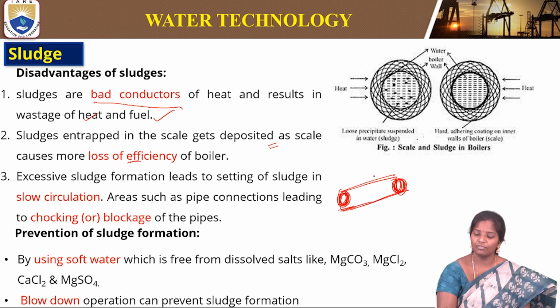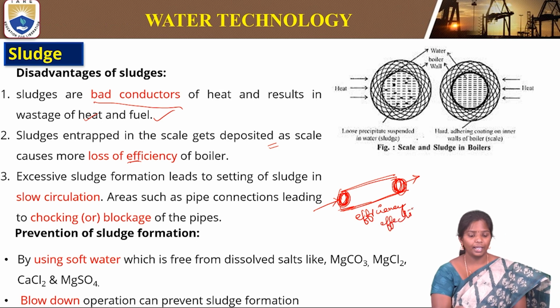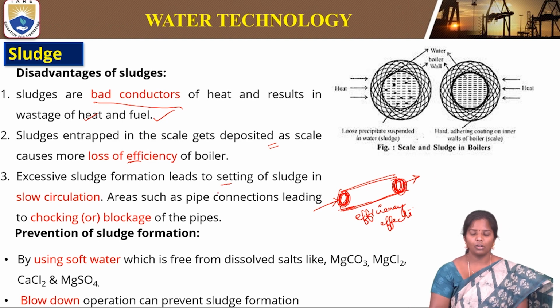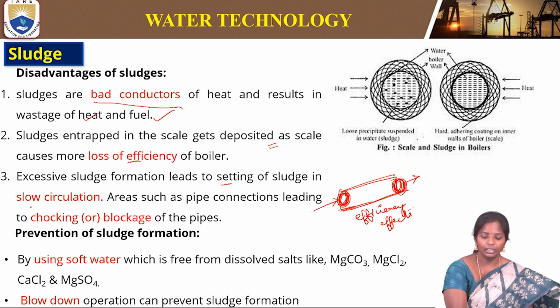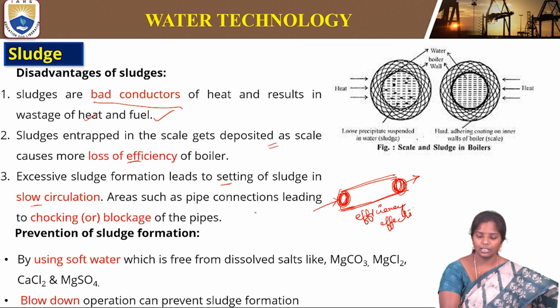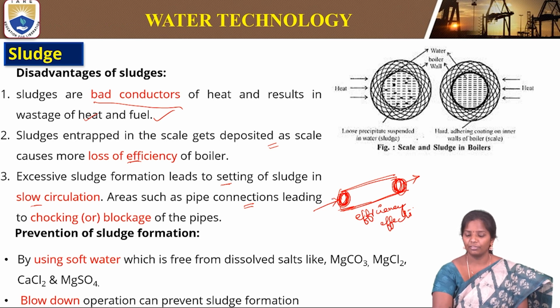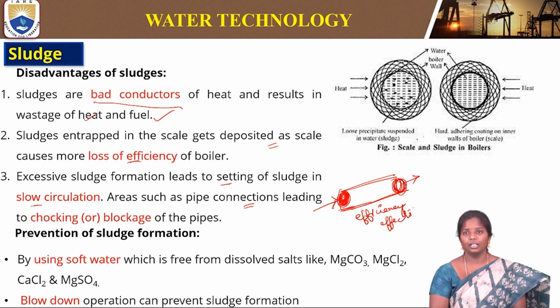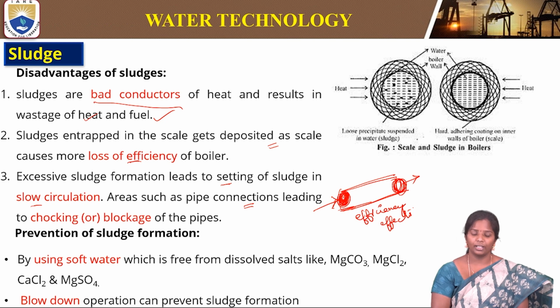There is some experimental design that is used for forming this tube, so the inlet and outlet efficiency is affected. Then what happens? Excessive sludge formation leads to settling of sludge in slow circulation areas such as pipe connections, leading to choking or blocking of pipes. For example, if this pipe is getting scaled up, then what happens? It gets blocked slowly. The pore will reduce, it will reduce the size of that pore, ultimately leading to blockage.